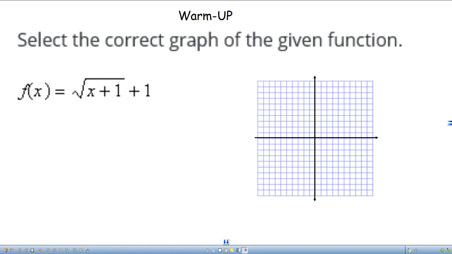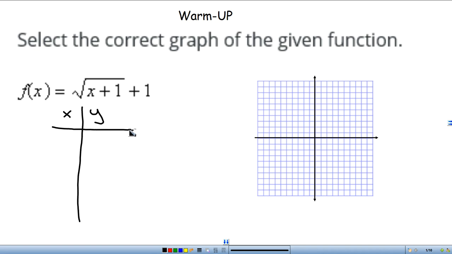It's not the best notes, or shall I say it's not as good as the ones I originally had, but we'll just roll. So in this case, we've got our warm-up that you did this morning, and it's select the correct graph of the given function. Of course, that was multiple choice, but this time we're just going to figure it out and we're going to plot it. So what you need to do is make your t-chart. So you have your x and your y, and you need to plug in values.